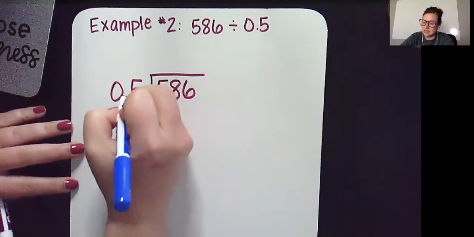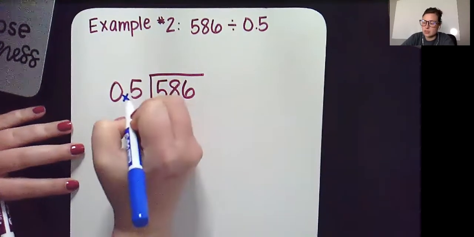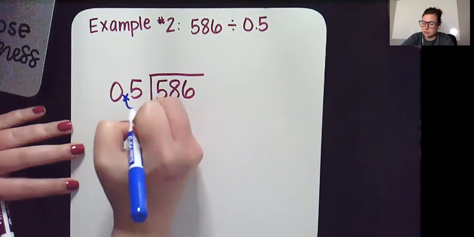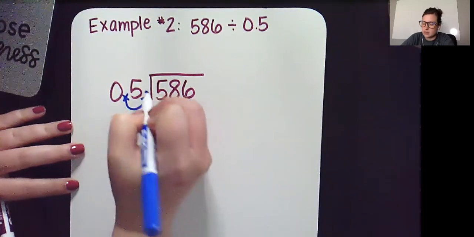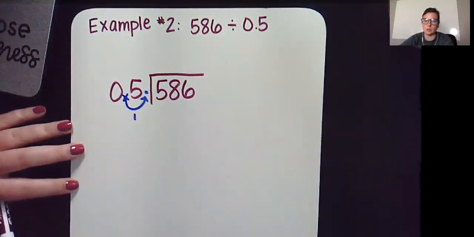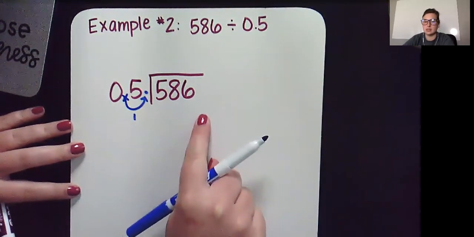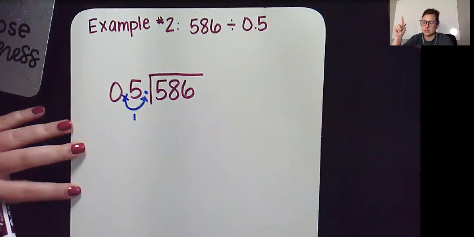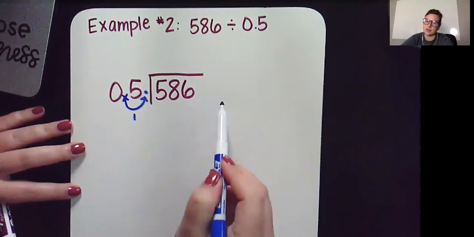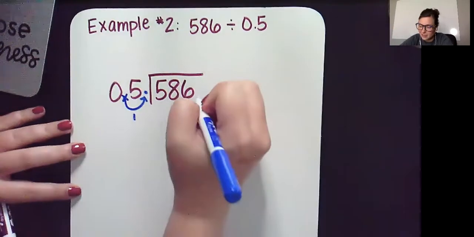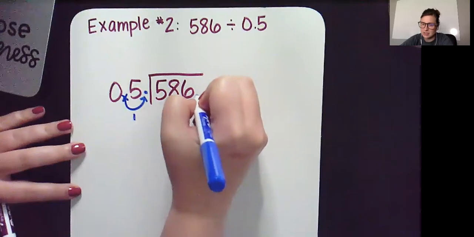So I'm going to take this decimal and move it so it's at the back of my number. And for this problem, that only means I have to move it one spot. However many places I move the decimal on the outside, I need to move the decimal on the inside. But wait, Miss Willis, there's no decimal there. But there is. It's just in invisible mode.